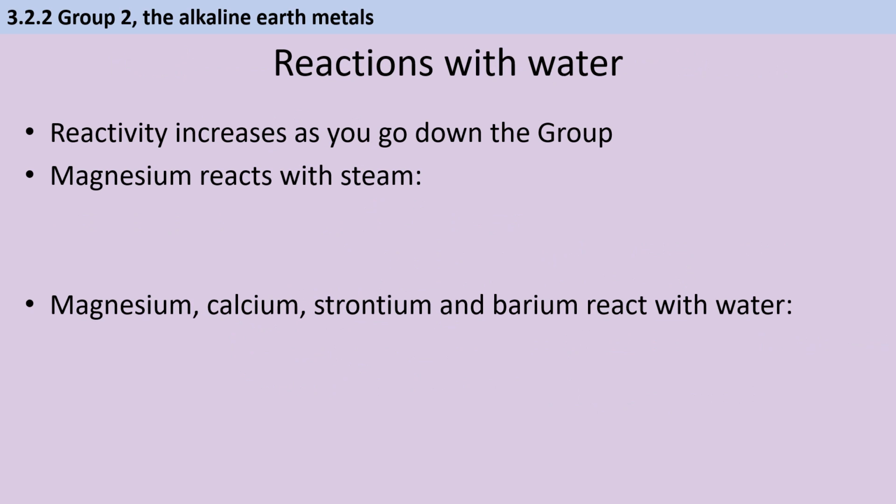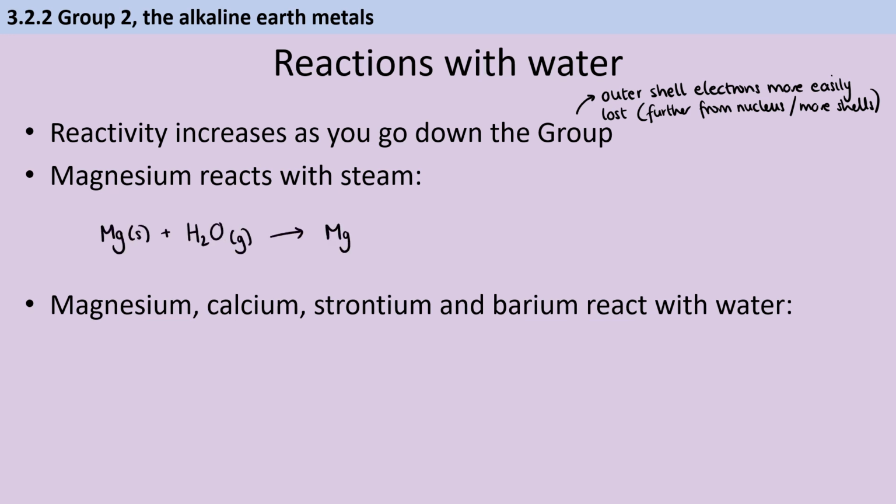As with all metals, the group 2 metals get more reactive as you go down the group, because the outer shell electrons are more easily lost because they're further from the nucleus and they experience more shielding due to the greater number of shells. You need to be able to write equations for the reactions of group 2 with water, and in the case of magnesium there are different equations for steam and for liquid water.